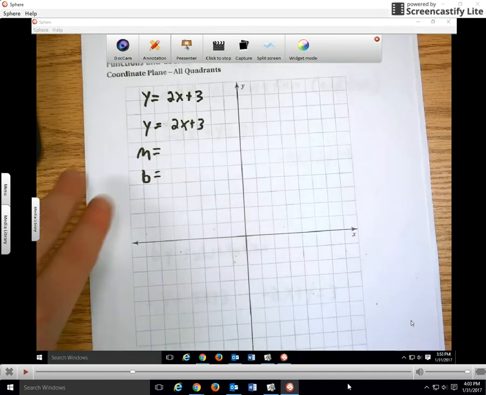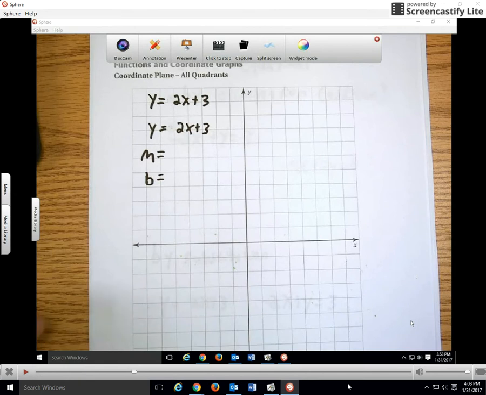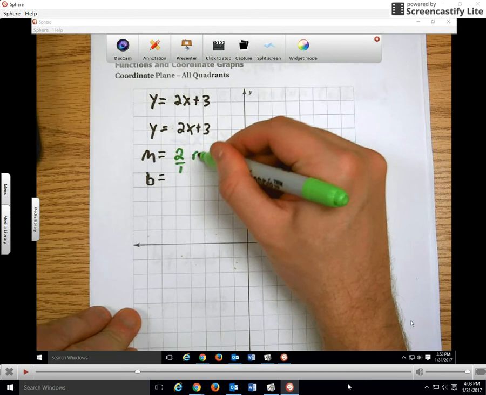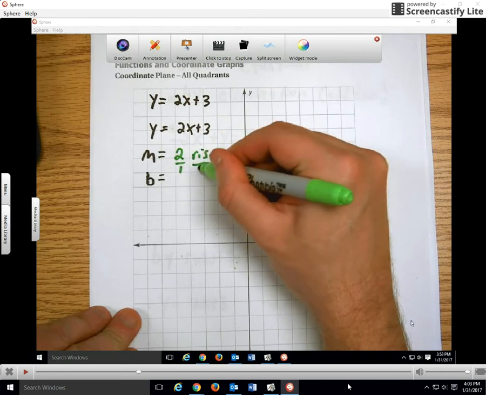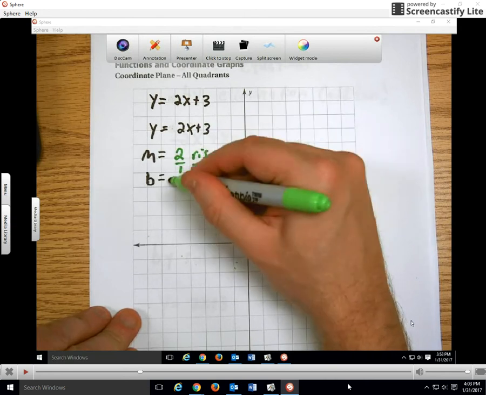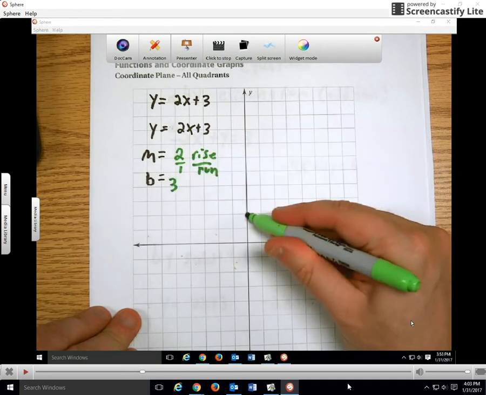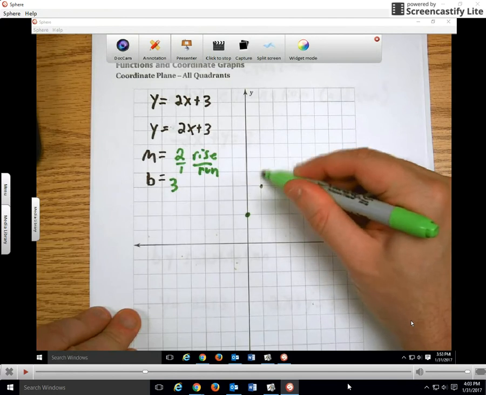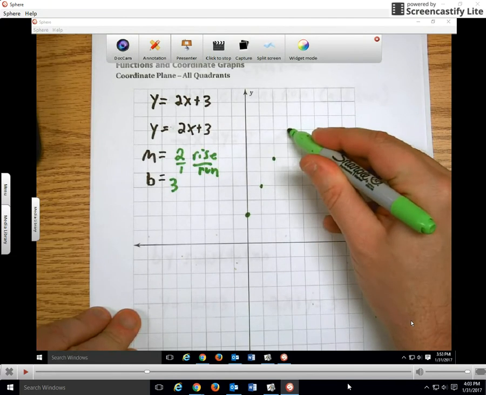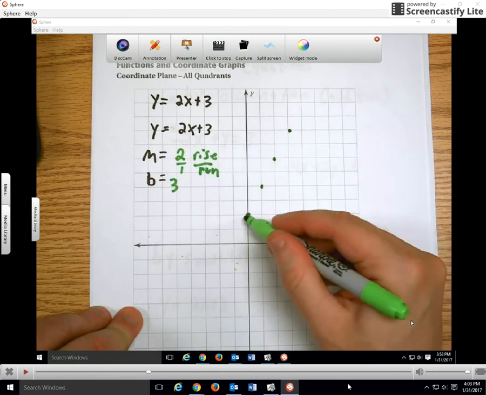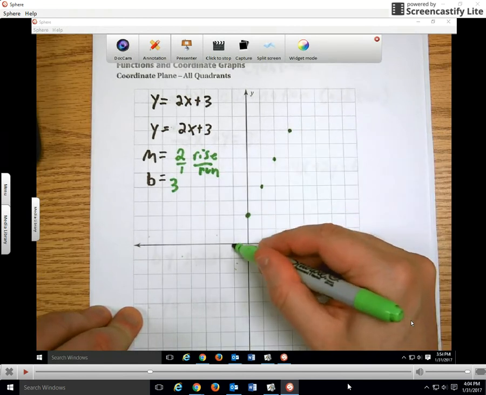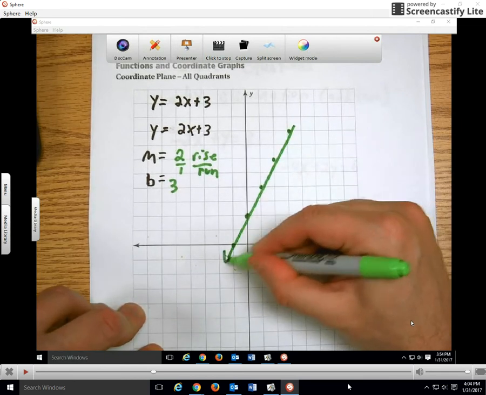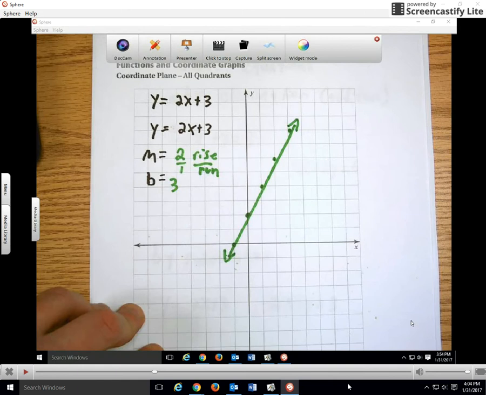I went ahead and rewrote these equations as an ordered pair. The top one's m was 2, which we'll write as 2 over 1, so we have a rise over run. And the b was 3. So we'll start at 3, and we will do rise over run. We will go up 2 over 1, up 2 over 1, up 2 over 1. And if I wanted to, I could do it in reverse, down 2 over 1. I'll connect my points, drawing one continuous line, and that's the answer.